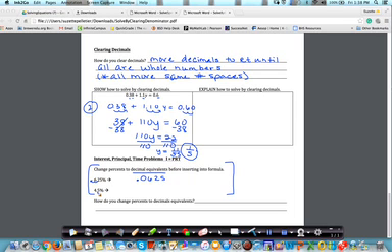Same thing here, 4.5%. So 2 to the left makes it 0.045. Okay, so very, very important. Left 2 places.